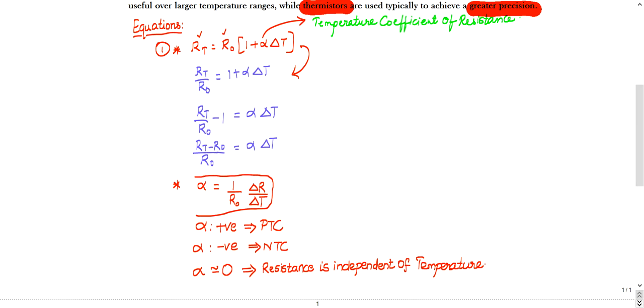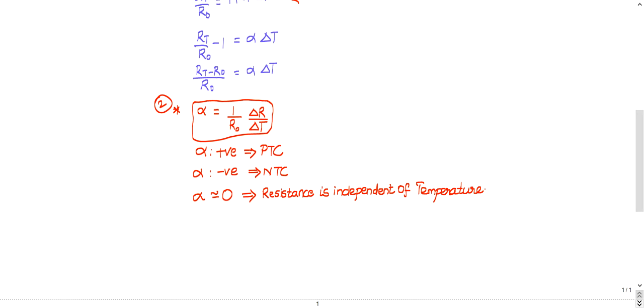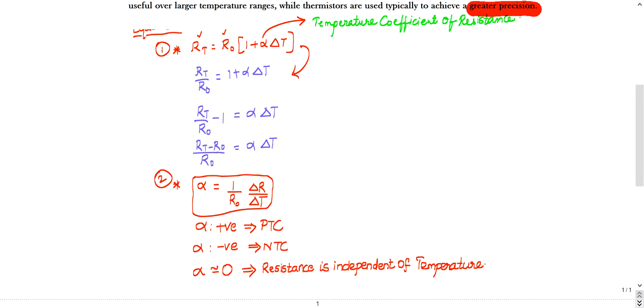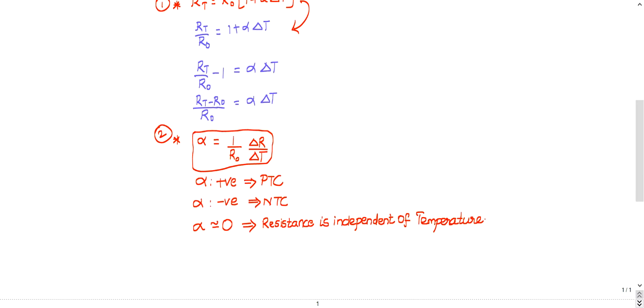You can go through the calculation. It is not a complex thing, it is very simple. From the first equation I got the second equation. Alpha indicates the temperature coefficient of resistance. Okay, so the equation for alpha, try to memorize: 1 by R0 delta R by delta T. R0 is the initial resistance.